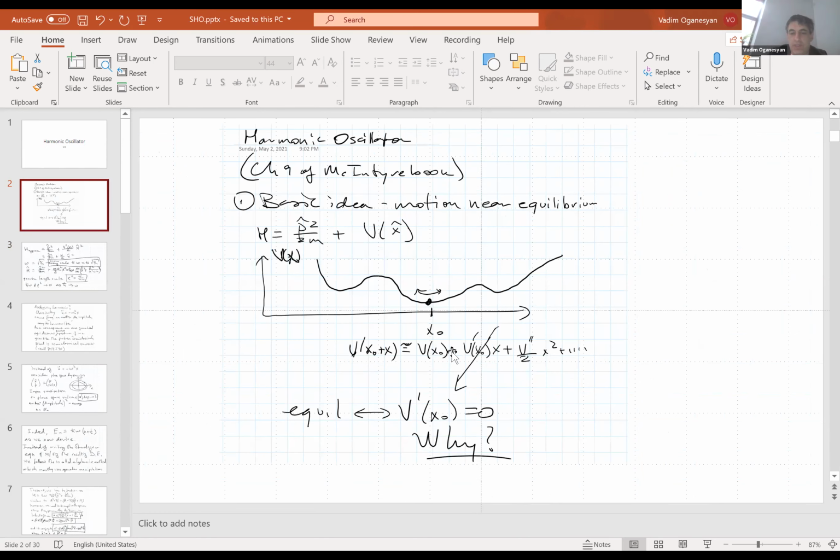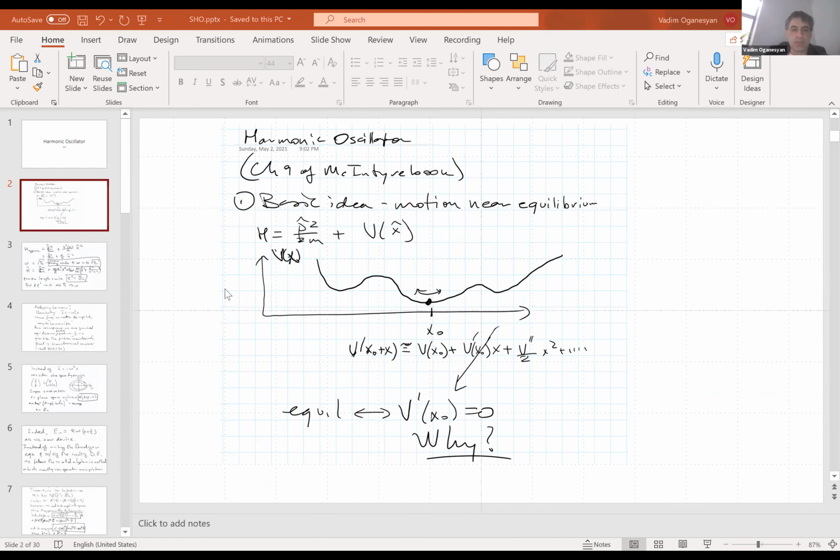Assuming that you're sitting at a point where the derivative of the potential is 0, you have to expand the potential at the second order in derivatives. Okay, we've got one answer. What was the question? Okay, all right.